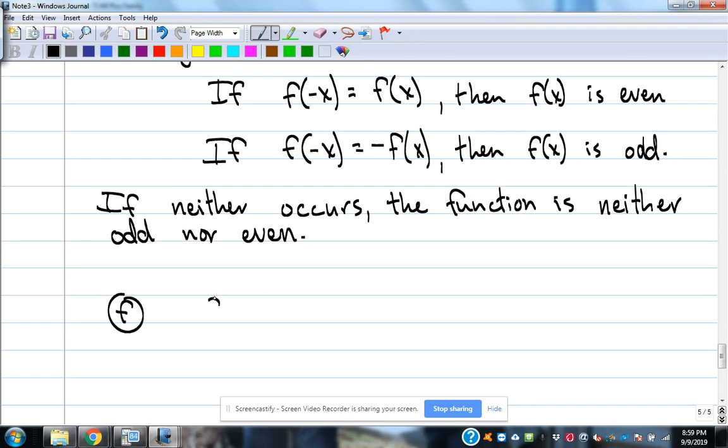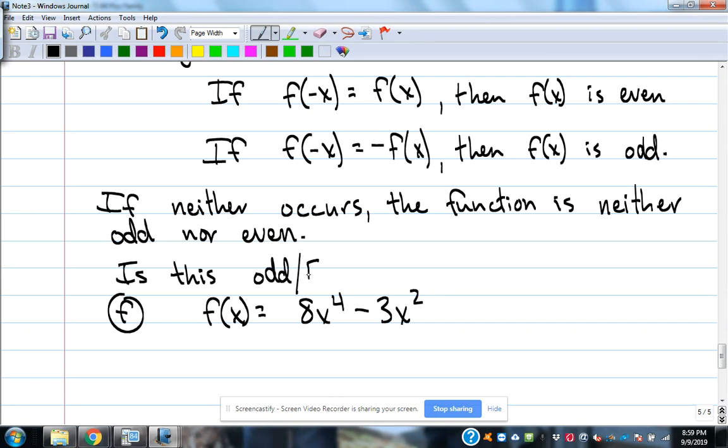Here's the function. F of x is equal to 8x to the 4th minus 3x squared. And we want to decide, is that odd, even, or neither? So is this odd, even, or neither?